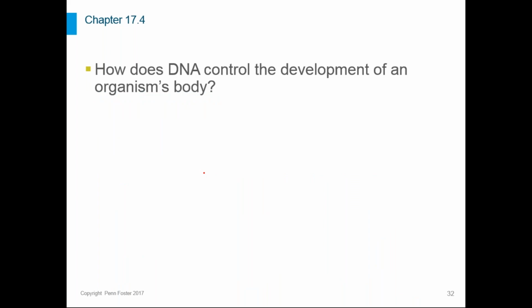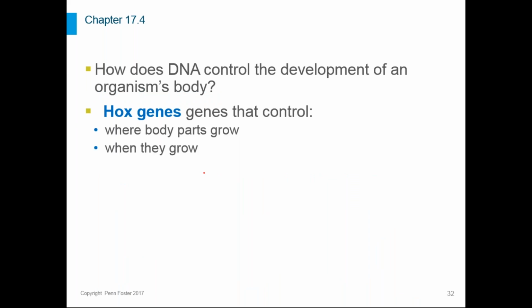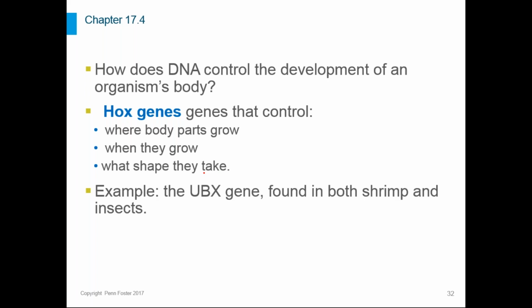And one of the last things they talk about is Hox genes. So how does DNA control the development of an organism's body? It does it through Hox genes. These are genes that control where body parts grow, how they grow, when they grow, and what shape they take. An example that they use in your book is the UBX gene. So this is a gene that's found in both shrimp and in insects.